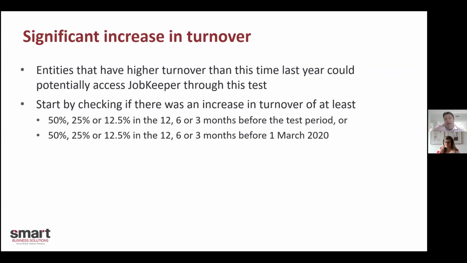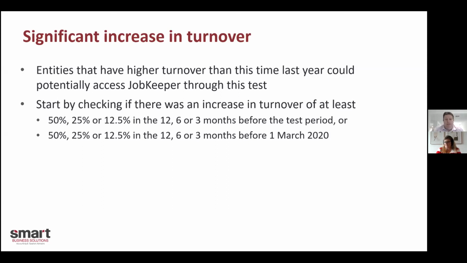So what we do is, and again, this is the first step, we need to make sure that we're eligible to use the alternative tests. We start by checking if there was an increase in turnover of at least 50%, 25%, or 12.5% in the 12, 6, or 3 months before the test period. The addition here for JobKeeper 2.0 is that we can also use 50%, 25%, 12.5%, same numbers, for the 12 months before the 1st of March 2020. So again, we only have to pass the test once in either format. We don't have to do both, but it gives you a couple of chances essentially to get into the test.